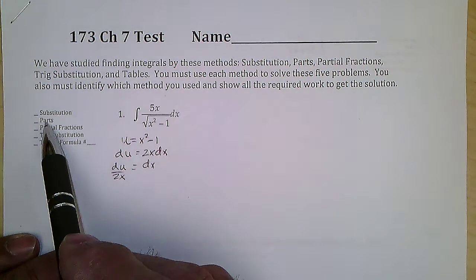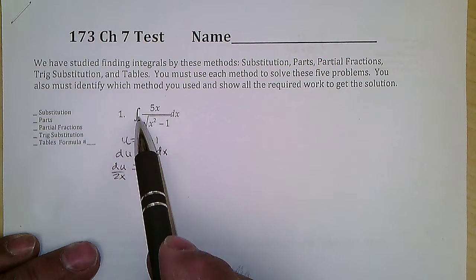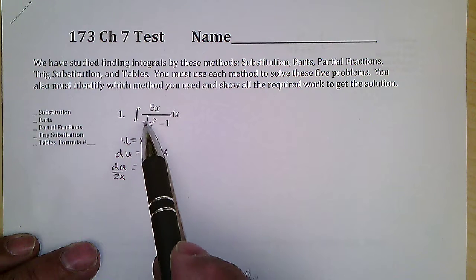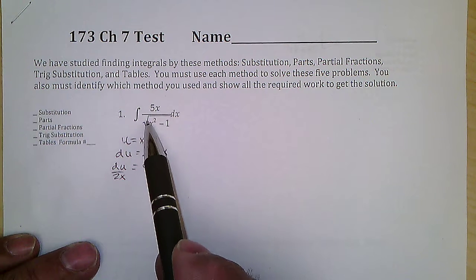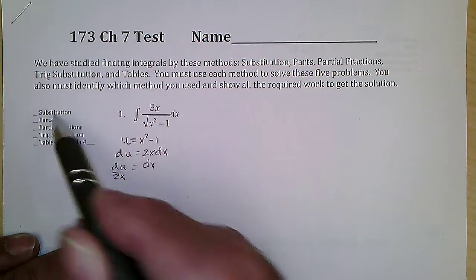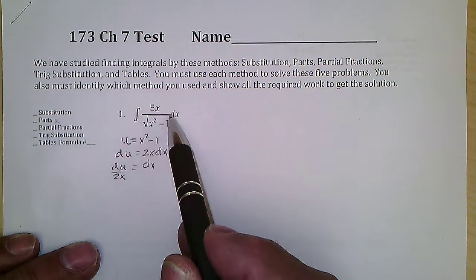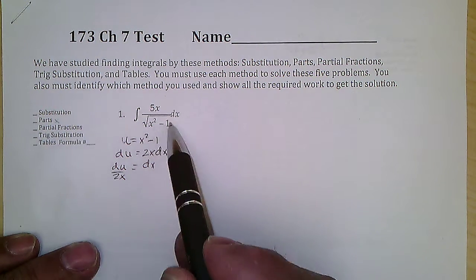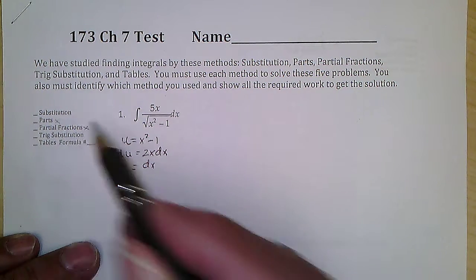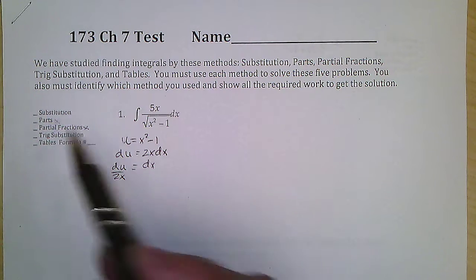Could it be done by parts? Well, maybe, but we didn't do much of that, and we'd be taking derivatives or integrals of square roots. Not pretty, so probably not parts. Could it be done with partial fractions? Well, with this root on this, yes, this factors, but it's not really a partial fraction type problem.